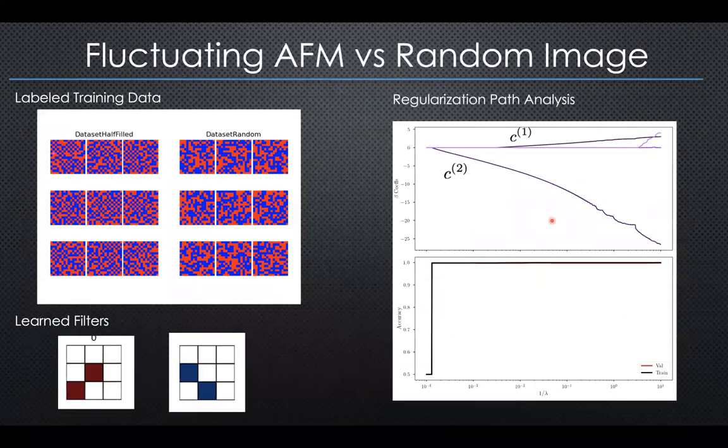Now, to see how this is all working, it's really helpful to see how the whole CCNN combined with regularization path analysis works for something simpler: fluctuating antiferromagnet versus random image. So left-hand side is fluctuating antiferromagnet, right-hand side is a random image. When we train with this labeled data set, we find two filters for spin up and spin down. Obviously, at a C2 level, when the two pixels are always taken together, this will lead to an antiferromagnetic pattern. And when we let the CCNN run and do the regularization path analysis, we indeed find the second order correlator gives like 100% accuracy.